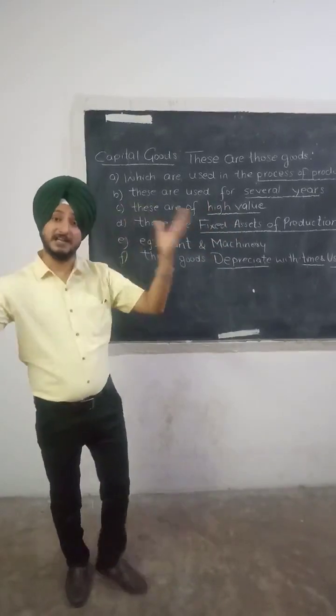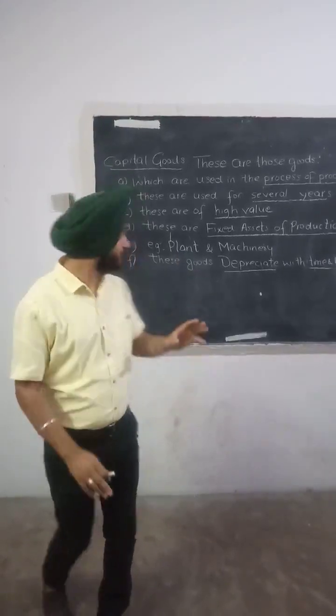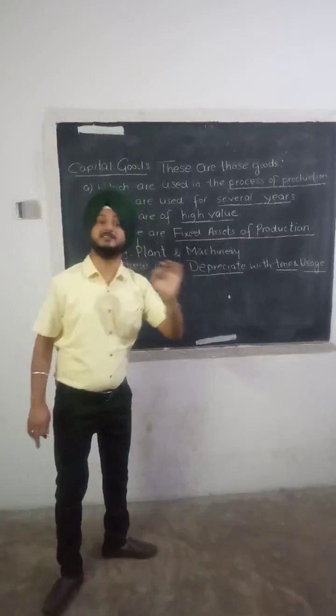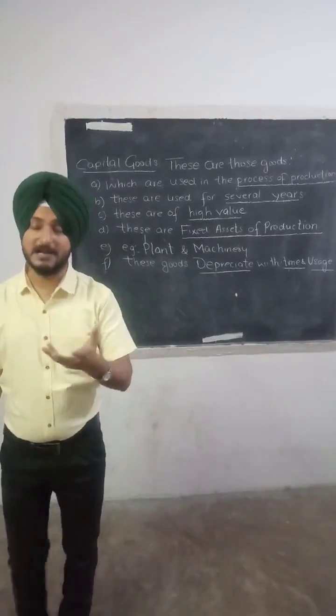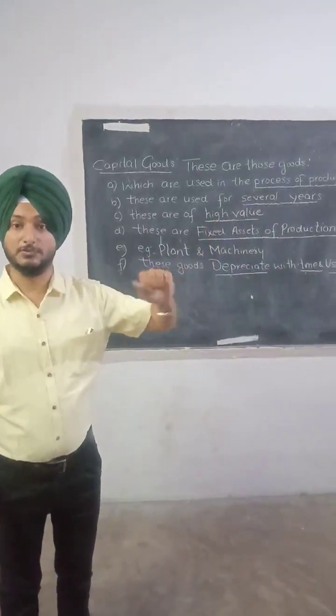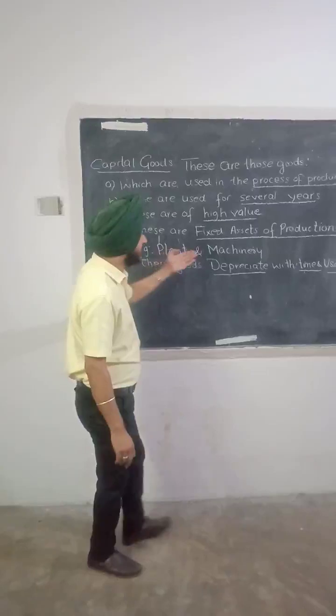They are of very high value, we cannot buy them again and again. These are fixed assets of production. You can be asked this in a one mark question. So capital goods are fixed assets of production. For the production, these are the fixed assets. For example, plant and machinery.